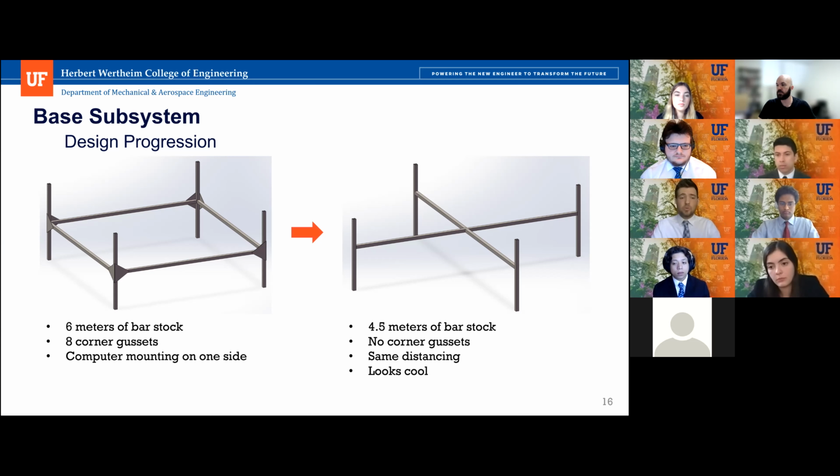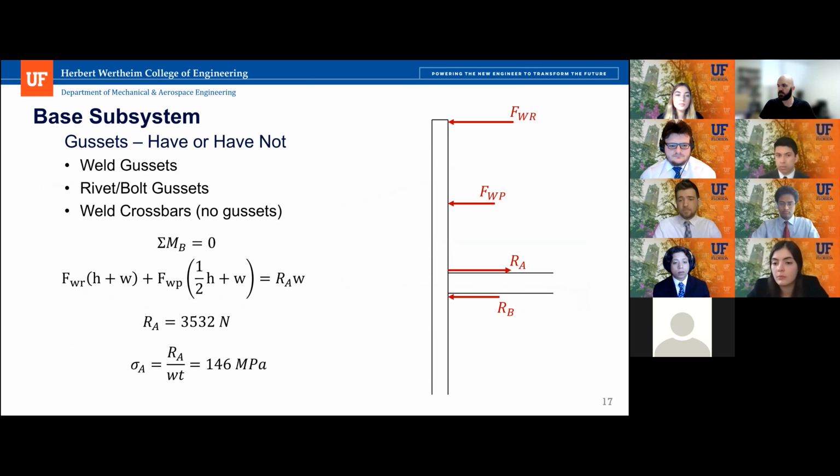And we were able to remove the gussets based on some calculations here. Originally, we were using welded-on gussets because we thought it would need more support.